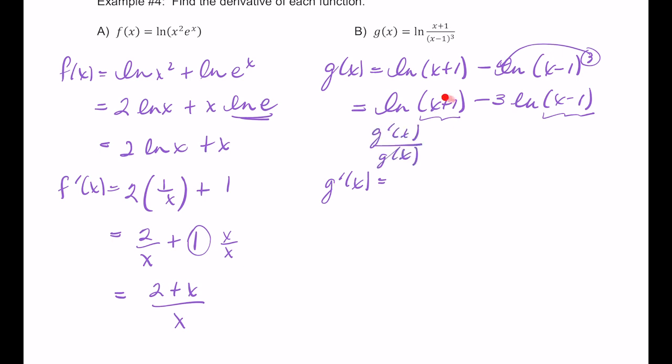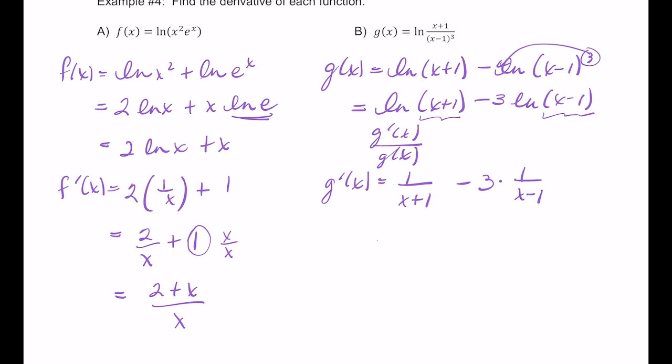So if this is g of x, right, the derivative would just be 1. And we would divide that by g of x, which is x plus 1. So that's just going to be 1 over x plus 1. And then I've got minus 3 times, okay, if this is my g of x, g prime of x would be 1, and then it would be over g of x. So 1 over x minus 1.